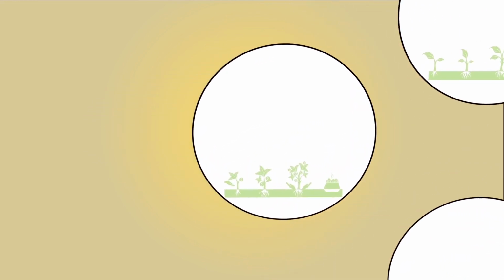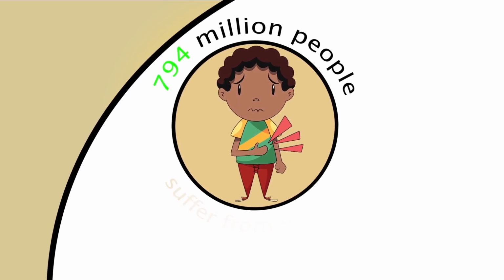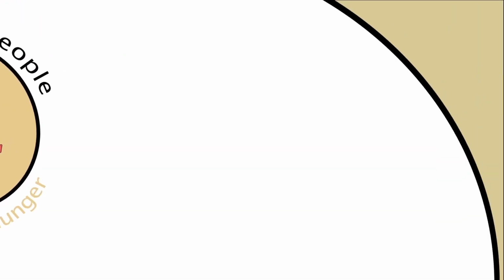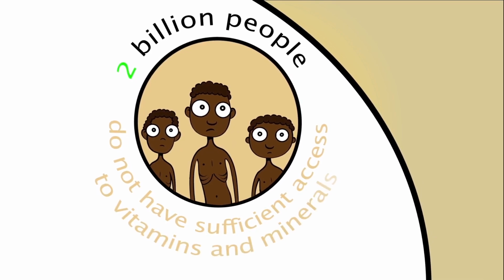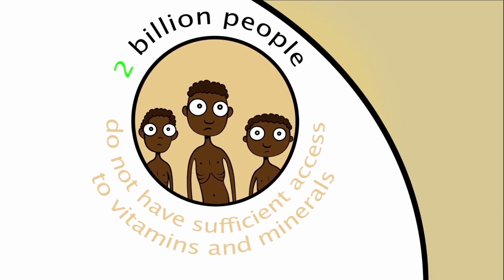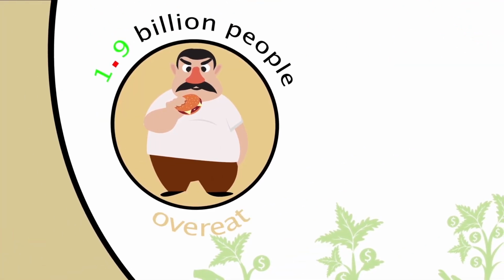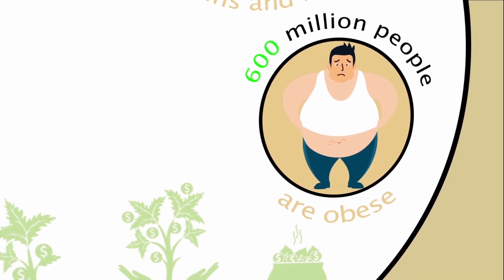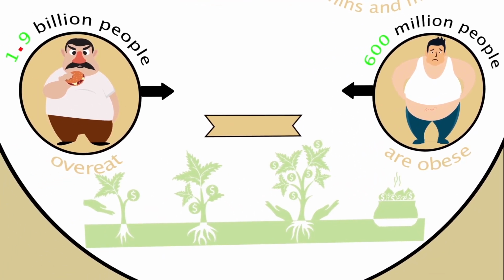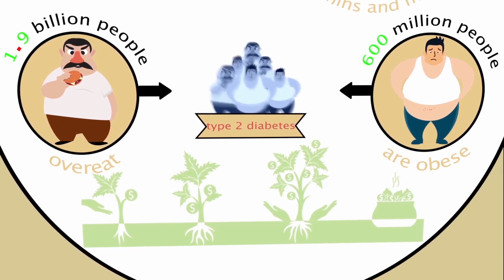First limitation: 1 out of every 3 people suffers from malnutrition. 794 million people suffer from hunger. And 2 billion people do not have sufficient access to vitamins and minerals necessary for growth and development. On the other hand, 1.9 billion people overeat. And 600 million of those people are obese. Consequently, more people suffer from illnesses, such as type 2 diabetes.